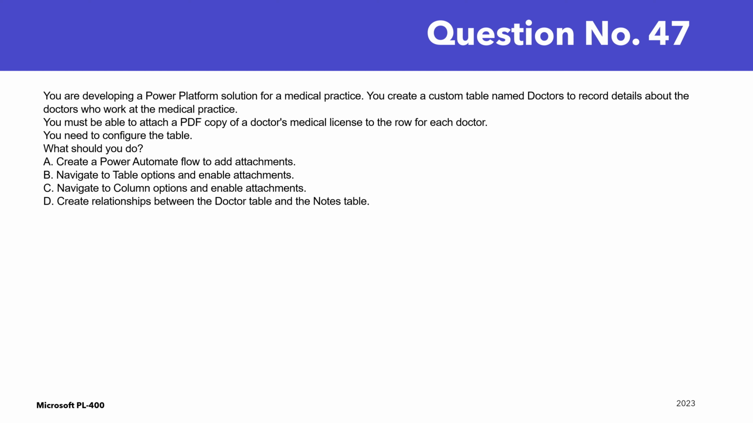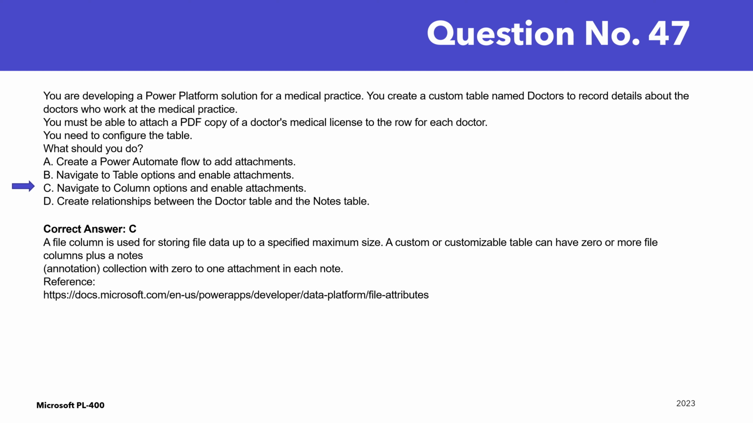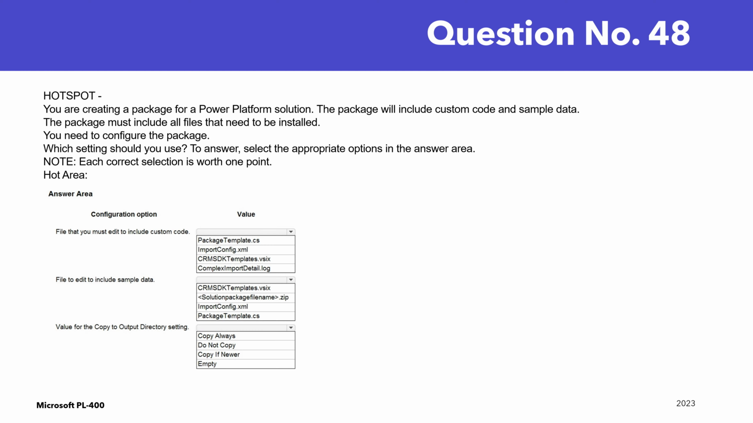You need to configure the table. What should you do? A. Create a Power Automate flow to add attachments. B. Navigate to table options and enable attachments. C. Navigate to column options and enable attachments. D. Create relationships between the doctor table and the notes table. Correct answer, C.